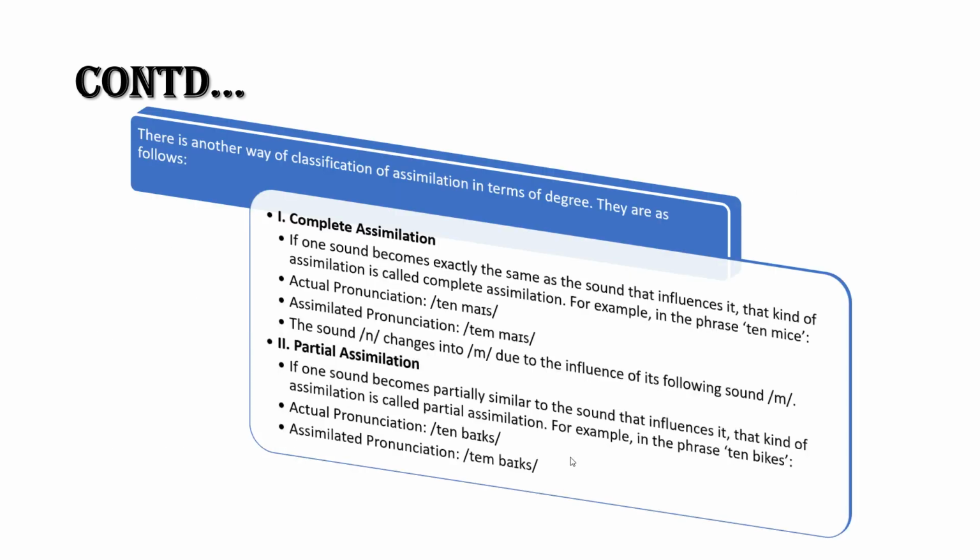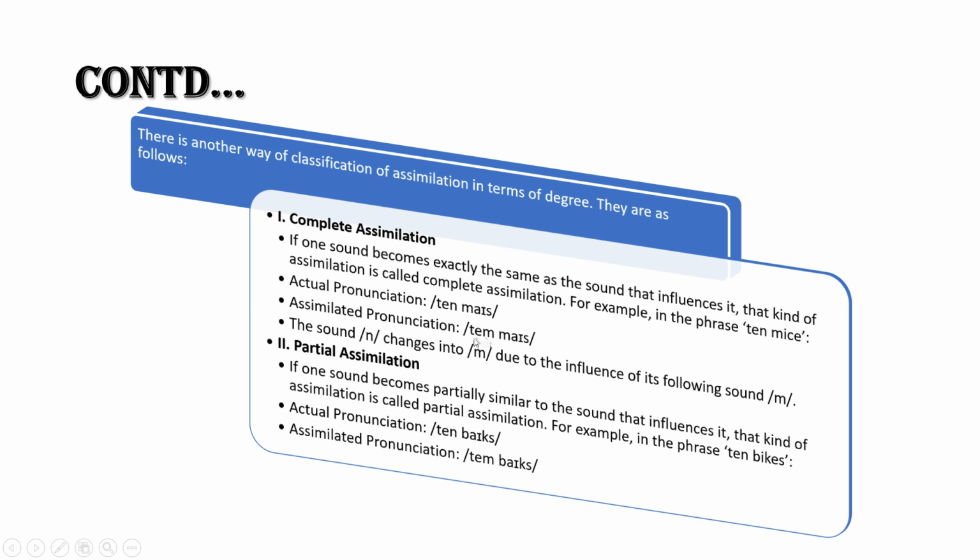Now, there is another way of classifying assimilation, in terms of degree. That is, how much the sound is changed. Based on that also, there are two types of assimilation. One is complete assimilation and the next one is partial assimilation. If one sound becomes exactly the same as the sound that influences it, that kind of assimilation is called complete assimilation.